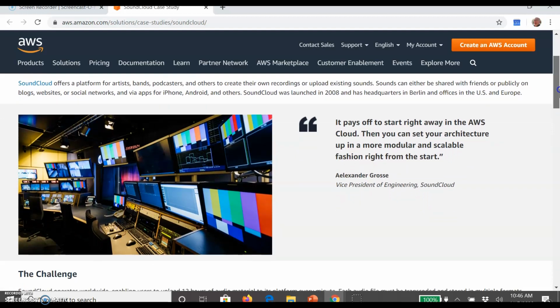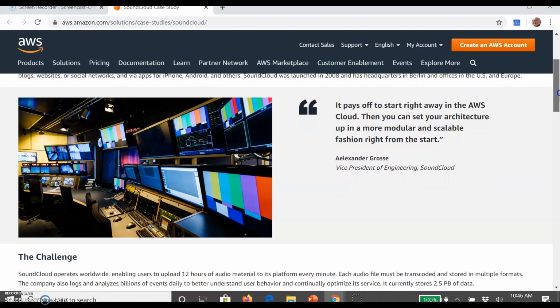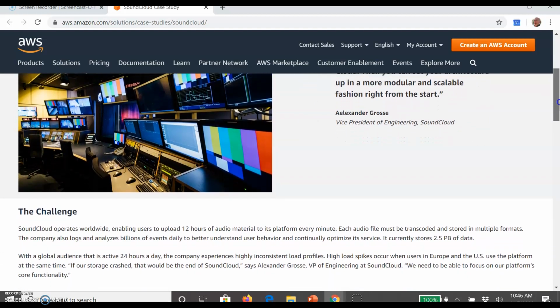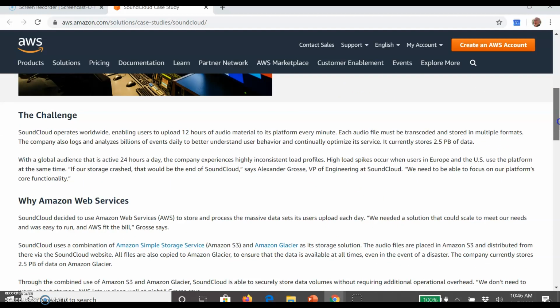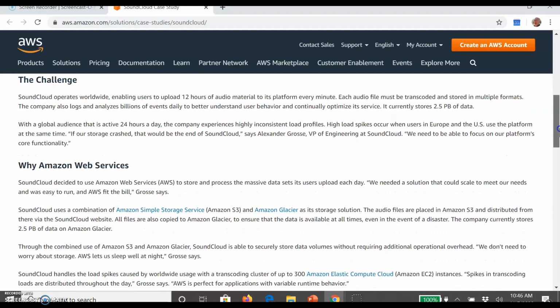They have offices in the U.S. and Europe. They decided they didn't want to be in the data storage business. They wanted to be in the business of working with customers and helping the customers' business. And so they hired Amazon Web Services to handle 12 hours of audio material uploaded to its platform every minute. All these audio files are transcoded and stored in multiple formats, with billions of events daily to better understand user behavior. Now that's what they're doing. They're trying to optimize their service.